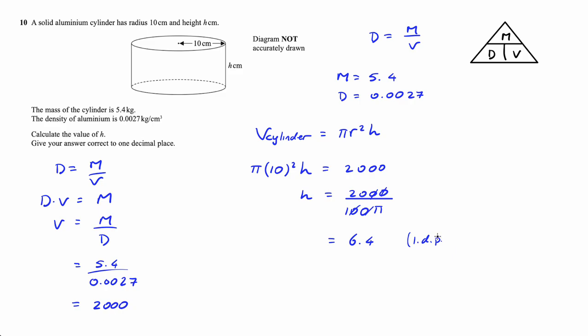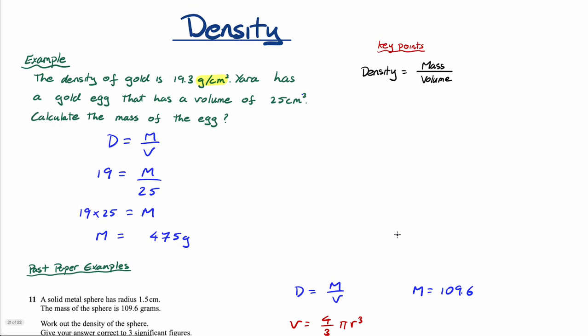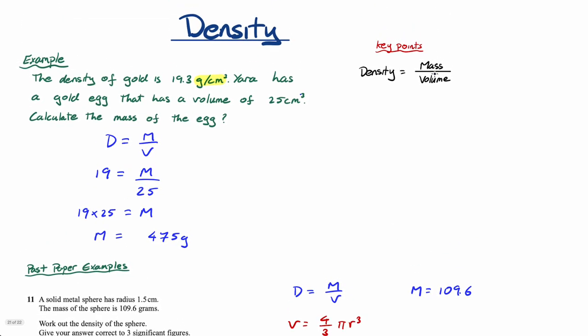Okay, that's it, guys. That's the lesson. Key point: density is mass over volume.